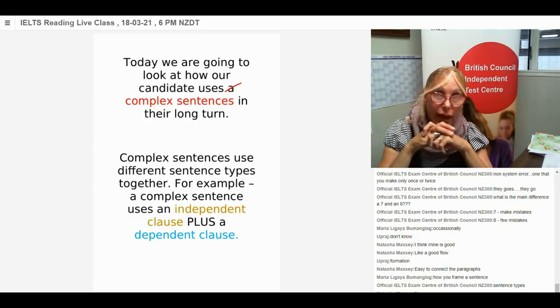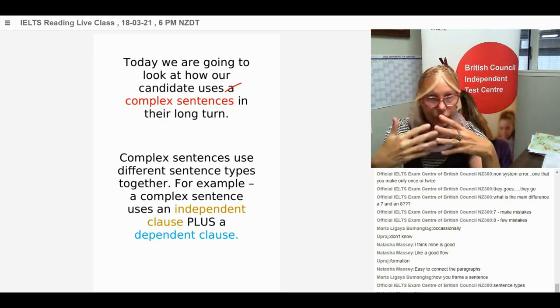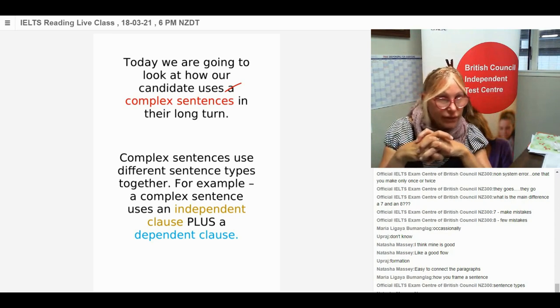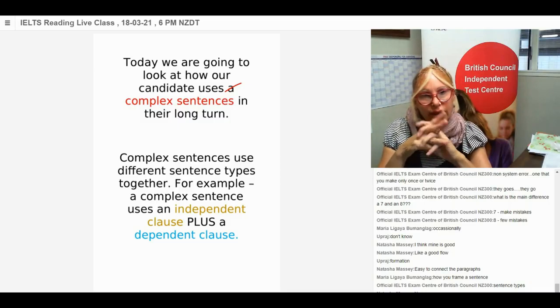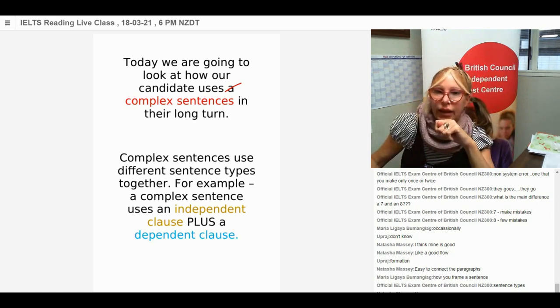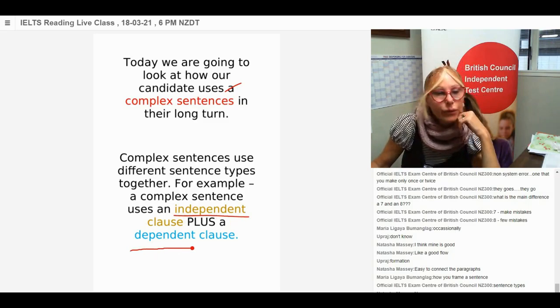Simple sentences and compound sentences are basic, and we never use those more than, let's say, 20 or 25% of what we're saying. Our structures are a mixture of simple, compound, and complex, which means that if you are able to use some complex sentences, then your score will be higher. Okay, so what is a complex sentence? A complex sentence uses an independent clause plus a dependent clause, and I'll explain a little bit more what this means. But has anybody ever heard of the word independent clause?